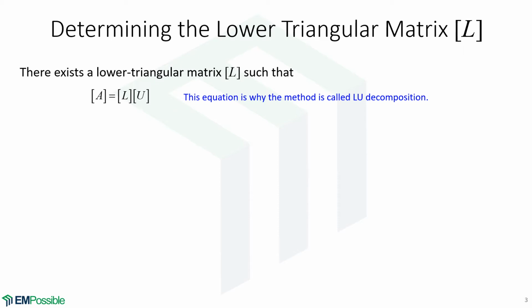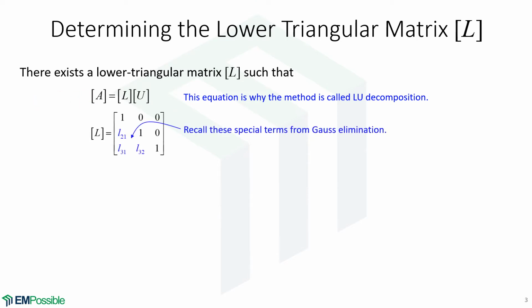So we need to find our lower triangular matrix such that if we were to multiply L times U, we will get our A matrix back. Here's what the L matrix looks like. In the upper triangle, these upper diagonals, we have all zeros. It's ones going down the center diagonal, so like the identity matrix. And in the lower diagonal here are those L terms that fell out of Gauss elimination.